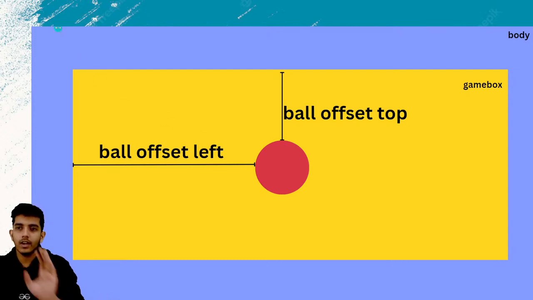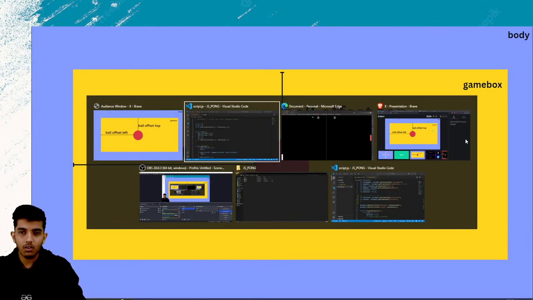Suppose we have the body tag. This purple represents the body tag, a light purple color. So this is our body tag, and inside this we have this yellow rectangle. This is our game box. Basically the body tag contains the game box division, and inside the game box division we have our ball. That's what the code says.